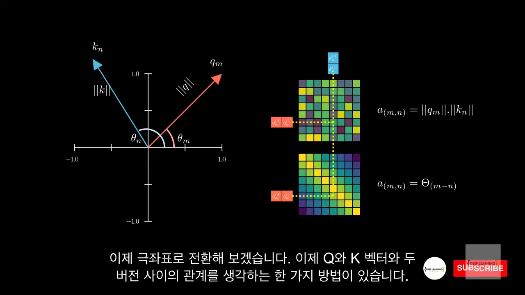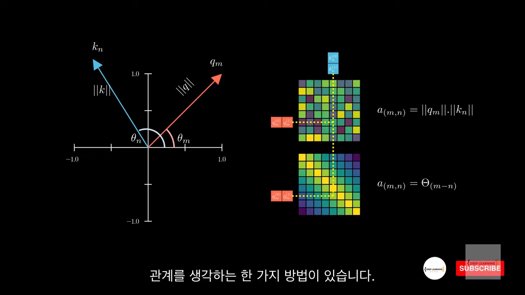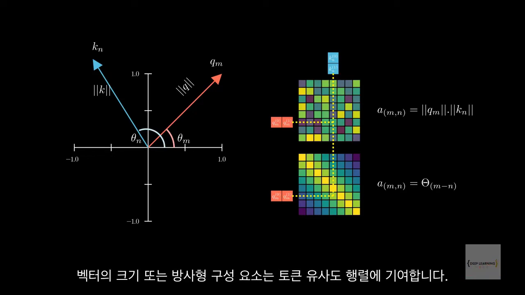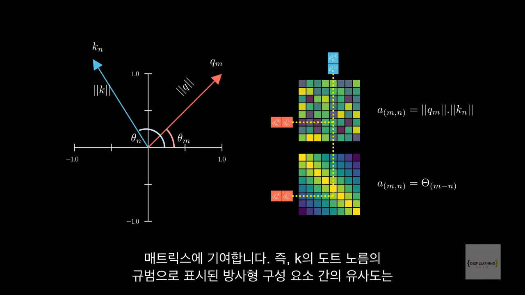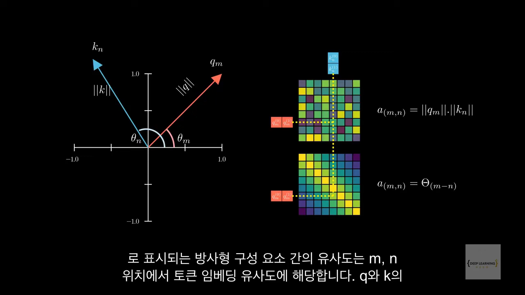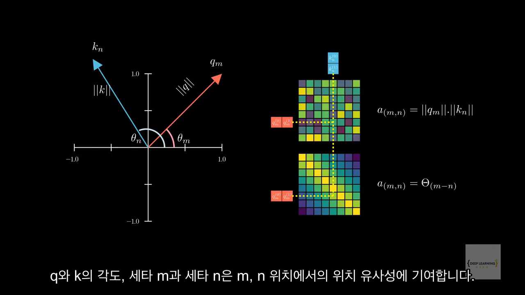Now, here's one way to think about the relationships between the q and k vectors and the two versions of the attention matrix that need to be captured. The magnitude or the radial component of the vector contributes to the token similarity matrix. That is, the similarity between radial components, denoted by norm of q dot norm of k, corresponds to the token embedding similarity at m, n position. The angles of q and k, theta m and theta n, contribute to the positional similarity at m, n position.